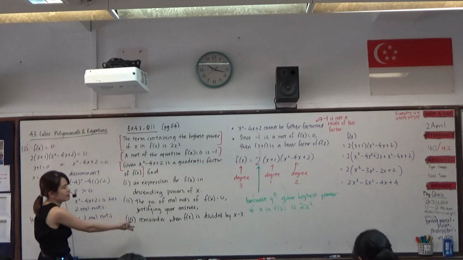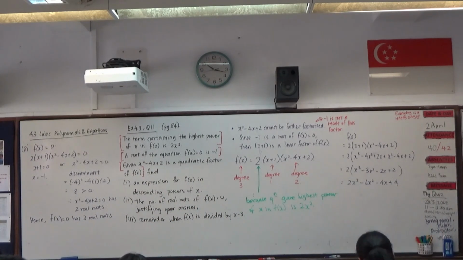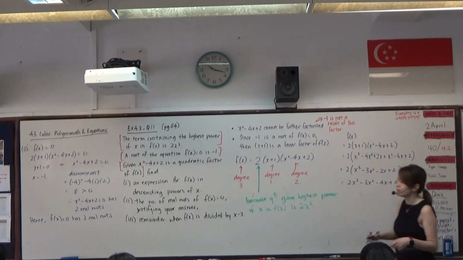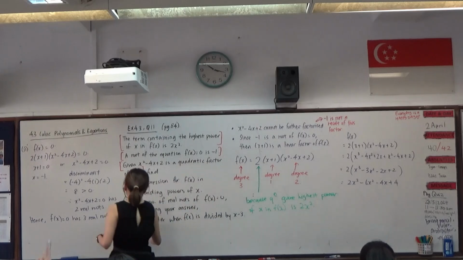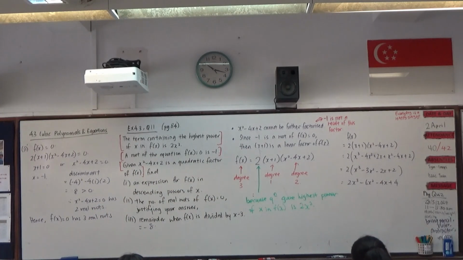Yes, part 3 is just the remainder theorem, with x equals 3. Okay, so I will not do part 3 per se, I'll leave it to you. You should be able to get a remainder of negative 8. Apply your remainder theorem.